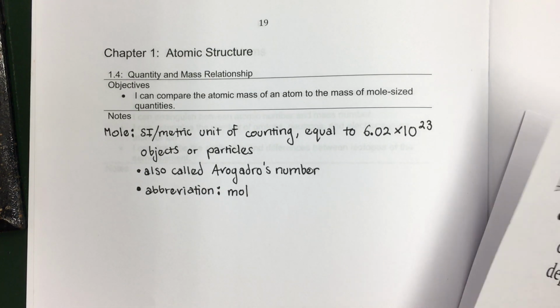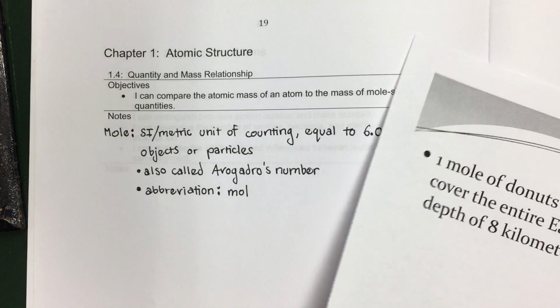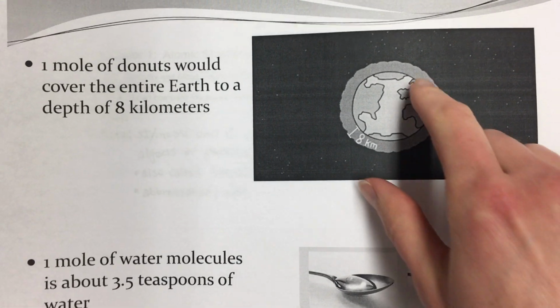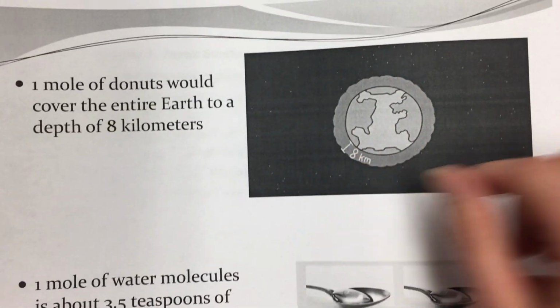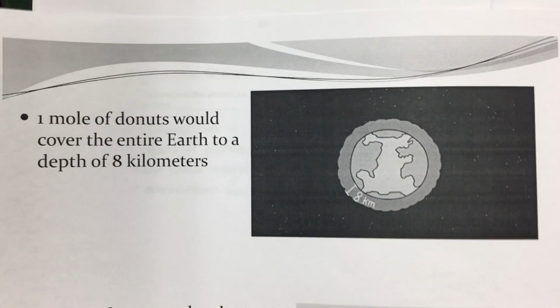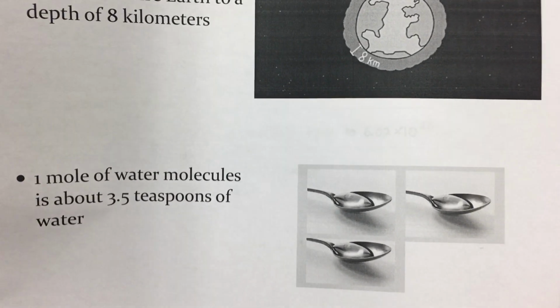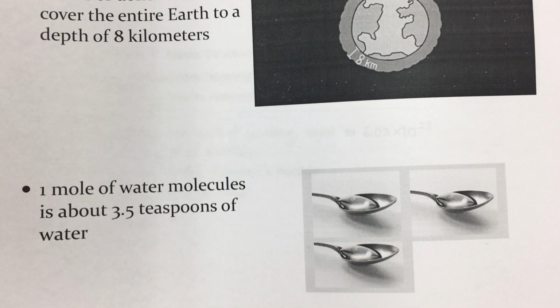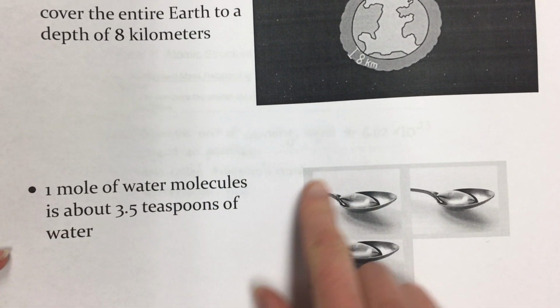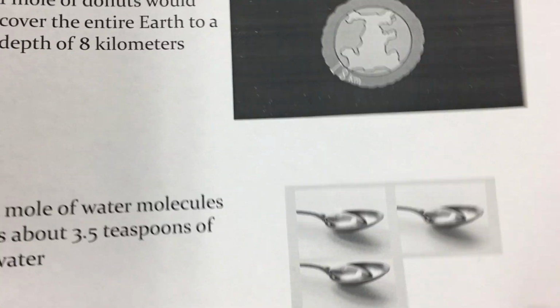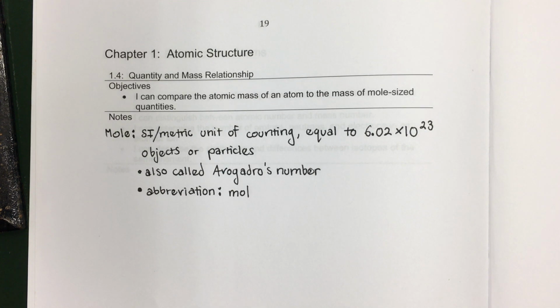So you would never count anything other than atoms or molecules with moles, but if you were to count, say, donuts with moles, a mole of donuts would cover the entire Earth to a depth of 8 kilometers. So that's a lot of donuts. Now, if I had a mole of water molecules, however, that's just about 3.5 teaspoons of water. So that just shows you how tiny molecules are, right? If I can have 6.02 times 10 to the 23rd molecules in just 3.5 teaspoons, that means water molecules are really tiny.